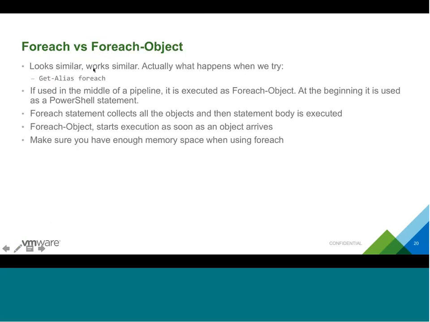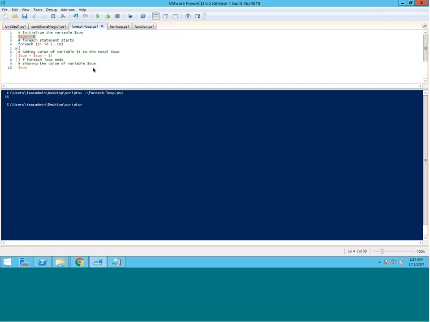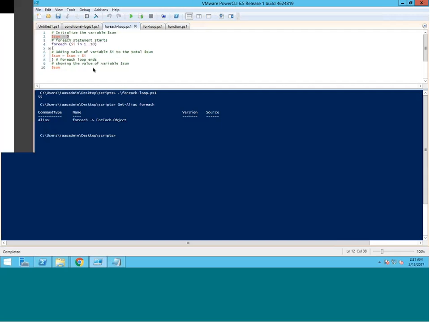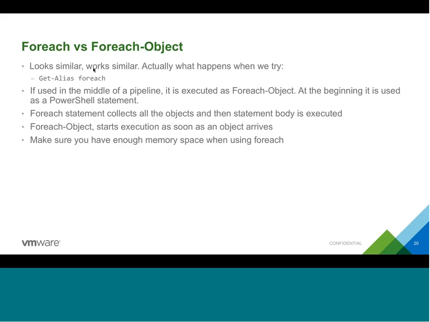Now for each and for each object look pretty similar and work pretty similarly, but they are two different things. For example, when you say get alias for each, it says that it's for each object, but there's a big difference between these two. When you use for each inside of a pipeline, it works as a for each object, but when you set it at the beginning of a pipeline, it works as for each.